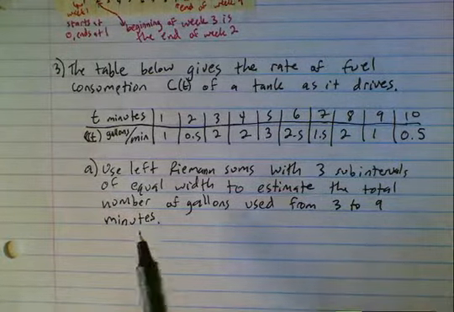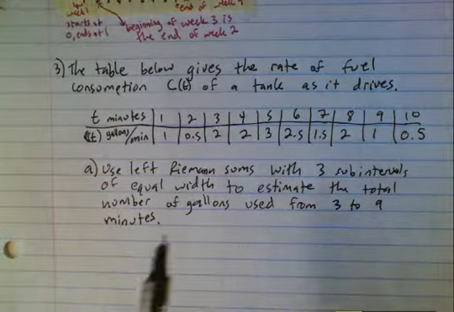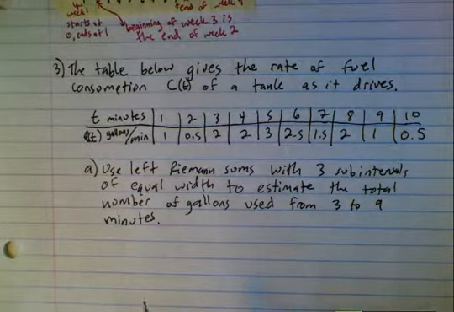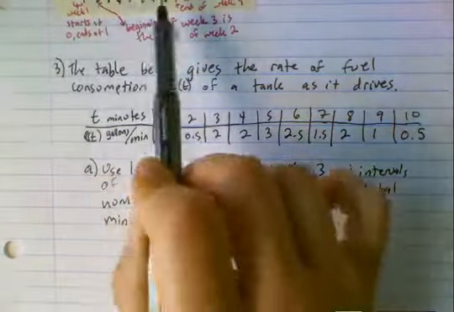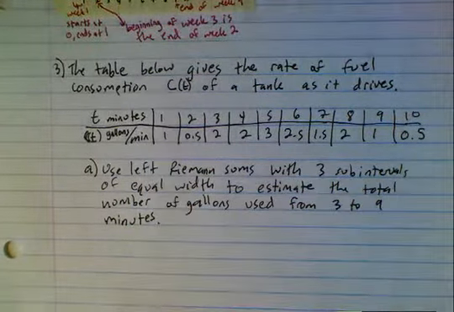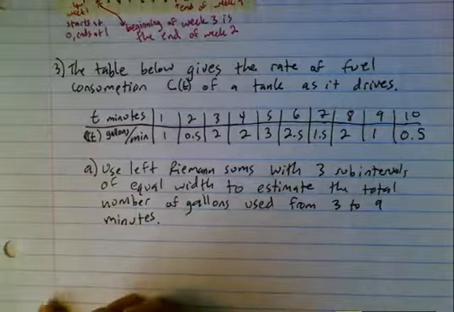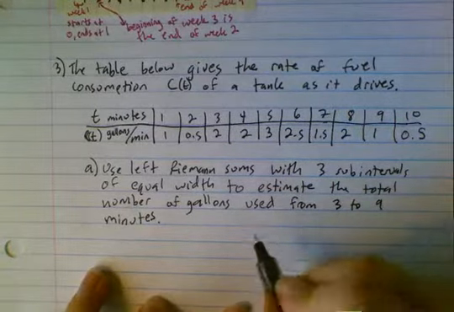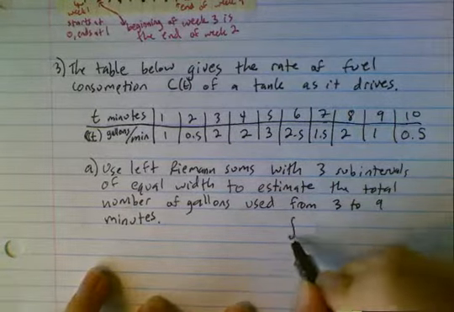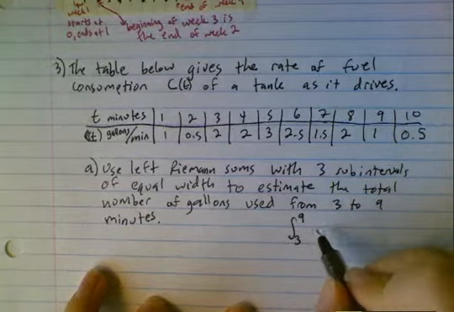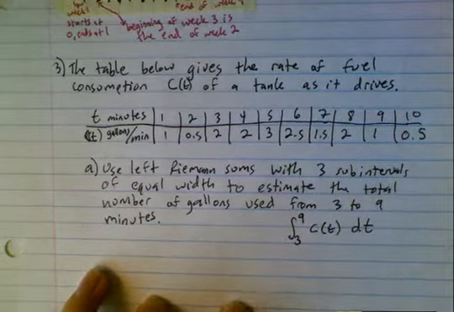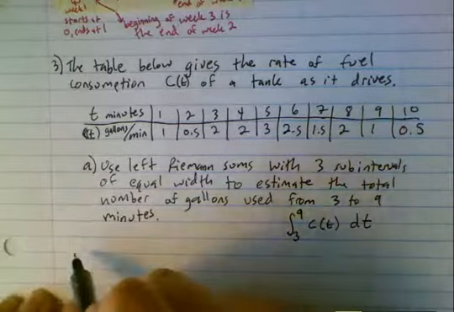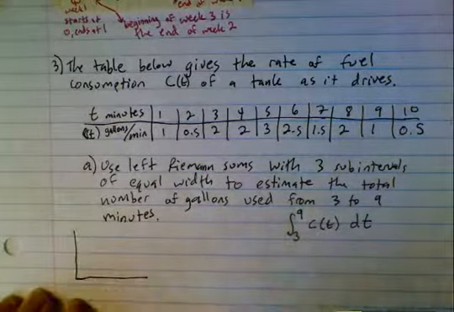In this case, it's not saying something weird like from the beginning of minute 3 to the end of minute 9 or something like that. It's just saying from 3 to 9 minutes, so we can just use the 3 to 9. We don't have to do the weirdo thing we did with 2 up here. So the total number of gallons, that's accumulation, so that's going to be the integral from 3 to 9 of C of t dt. And we can estimate that using a Riemann sum.